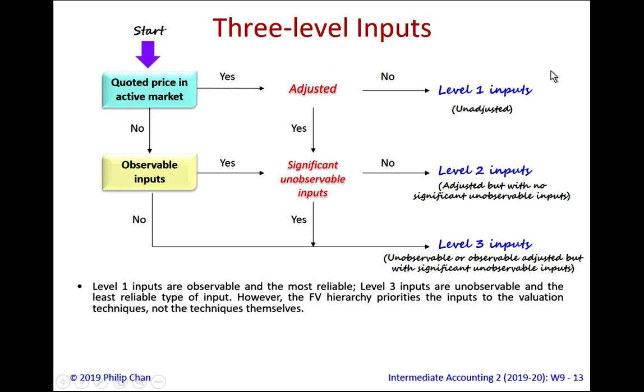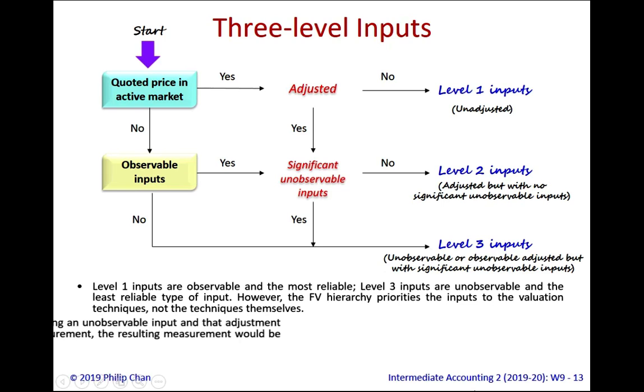If it does not require adjustments, of course, level 1. If it does, and if it does not involve significant unobservable inputs, it becomes level 3. But if it does involve significant unobservable inputs, right, then even though originally it looks like a level 1, it will become level 3. Okay, for a level 2 input to begin with, if it does not involve significant unobservable inputs for adjustments, then of course level 2. If it does, level 3.